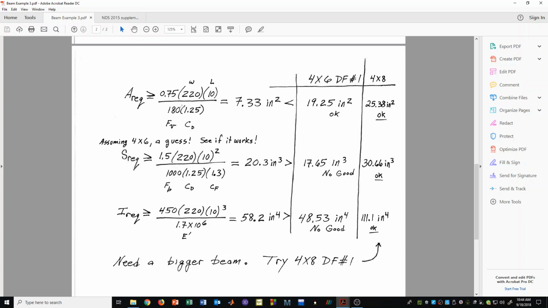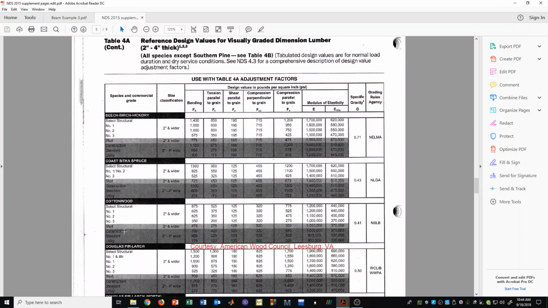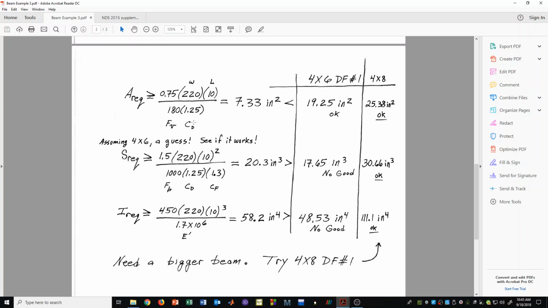That is a table value from the NDS supplement for Doug-fir number one. And if we look at that here on this page, we can see that for Doug-fir number one down here at the bottom, we have FV of 180. And so we got that from this table for 2x and 4x type sawn lumber. Going back to our problem, we also see that there is a duration factor. If we went to the NDS code book, we would see in the table that for shear, most often the only adjustment factor we need to worry about for shear is the duration factor.